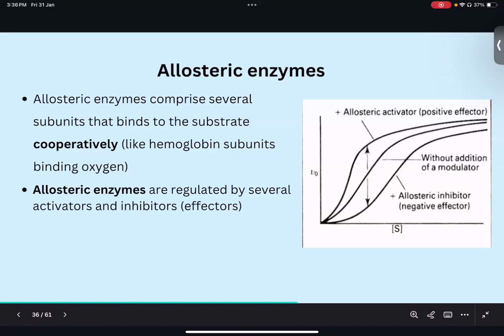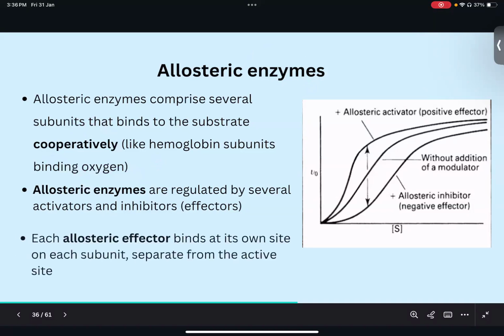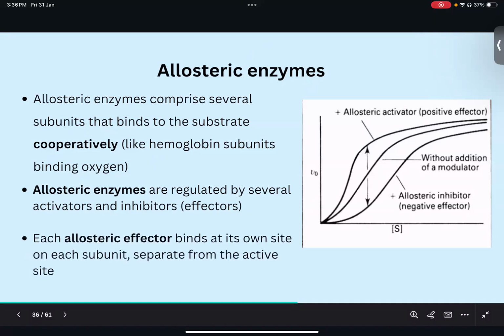Same thing here. When one substrate binds to the allosteric enzyme, it will alter the configuration of the other active sites in the enzyme and make it easier for the other substrates to bind to the enzyme. This is what I mean by cooperatively, okay? Allosteric enzymes are regulated by two things: activators and inhibitors, okay?